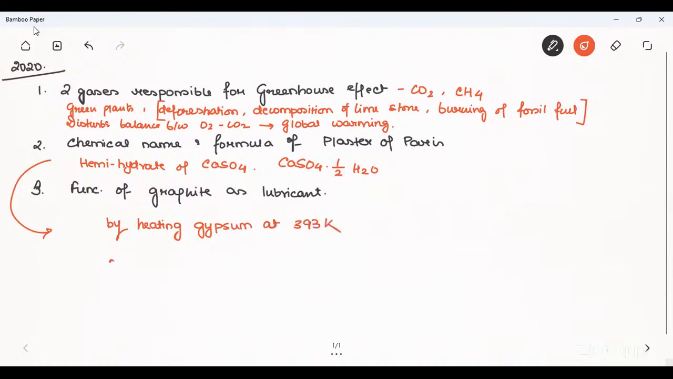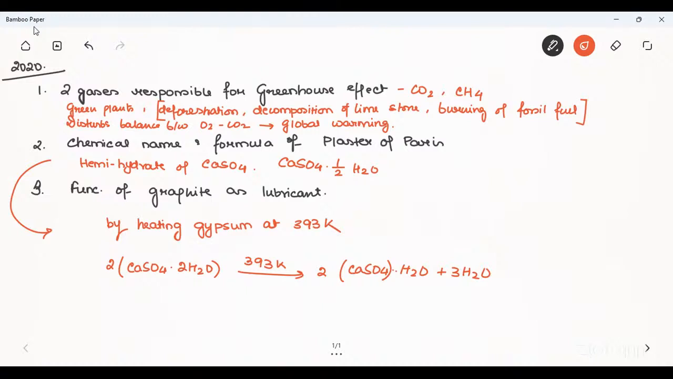So 2 of CaSO4·2H2O at 393 Kelvin will result in the production of 2 of CaSO4·H2O plus 3 of water. Okay, so this is the main important preparation step for plaster of Paris, right?